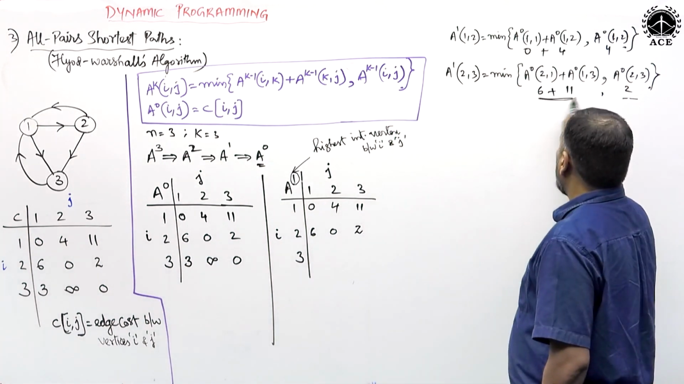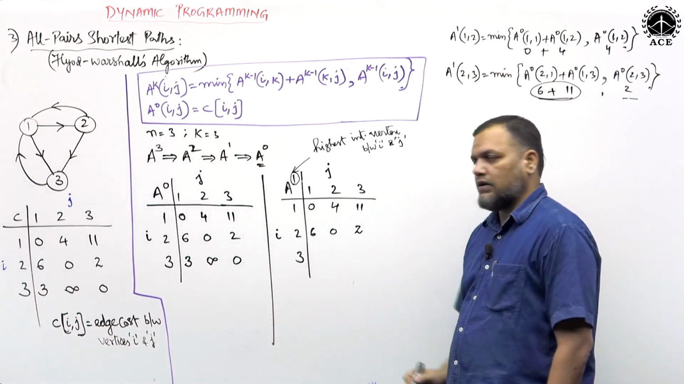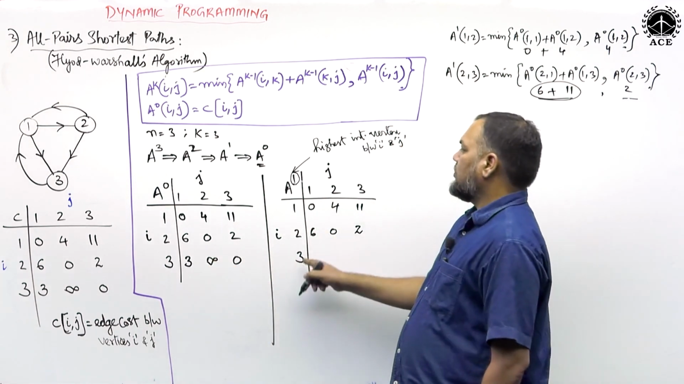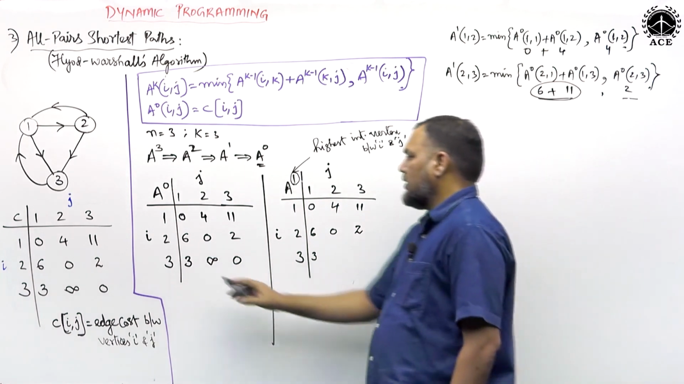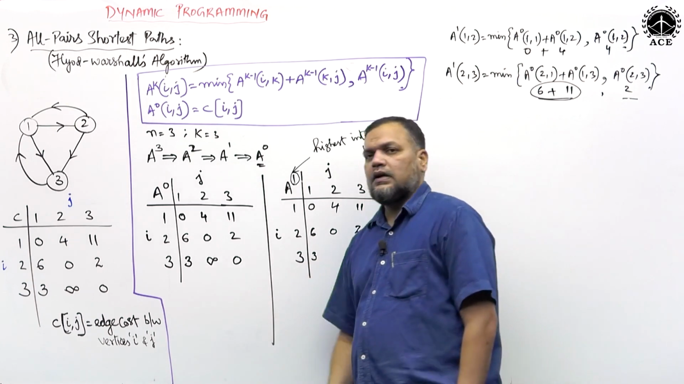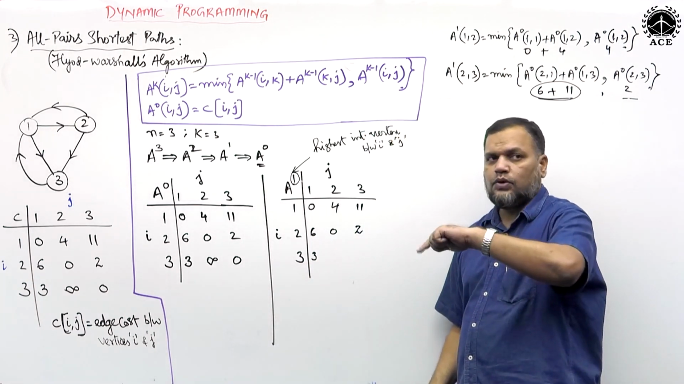Suppose this value had been less than 2, then I would have updated here, as I am going to show now for the next entry. Now, 3 to 1 direct edge cost is 3. Now, 3 to 1 via 1, no possibility of change. Now look at this entry, 3 to 2, there is no edge, that is why infinity. Now with this entry it says that from 3 you can reach 2 via 1.